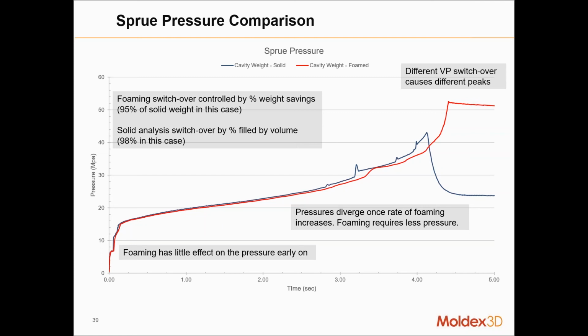Now, what you also notice is up until your switchover point, your pressure requirement for the foaming case is almost identical to your solid case. It, in fact, is actually a little lower also. But there comes a point at which the pressure starts to overtake.